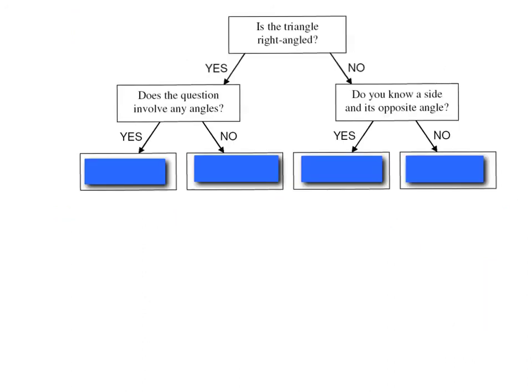Here we have a flow chart. In this flow chart, it lets us know which branch of trigonometry we need to use. And I want you to copy this into your books and complete it for the next lesson. I'll give you a little clue as to one of the answers. So, is the triangle right angled? Yes, we're going to go down this branch. Does the question involve any angles? No. If it doesn't, then what do we use?